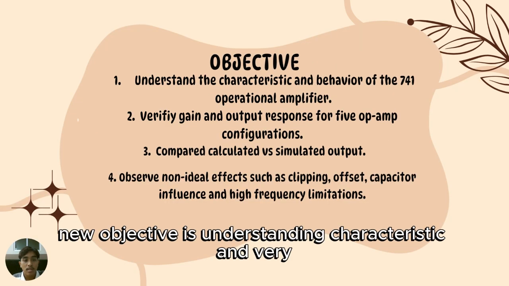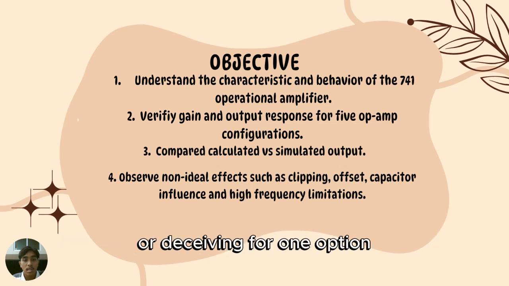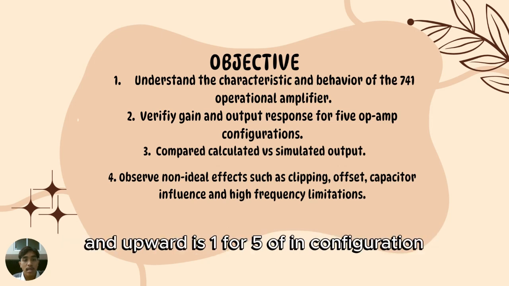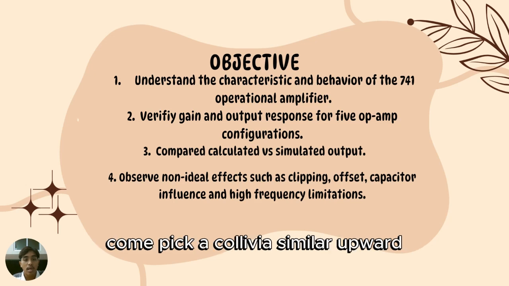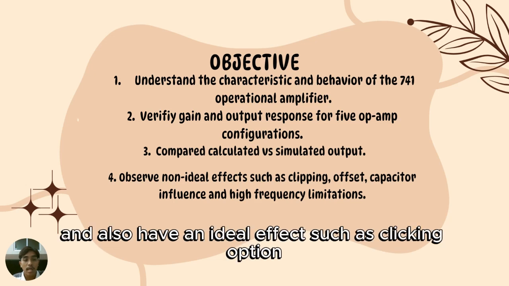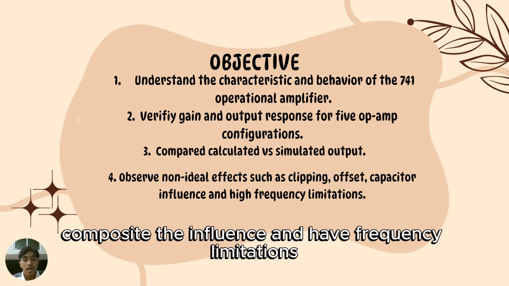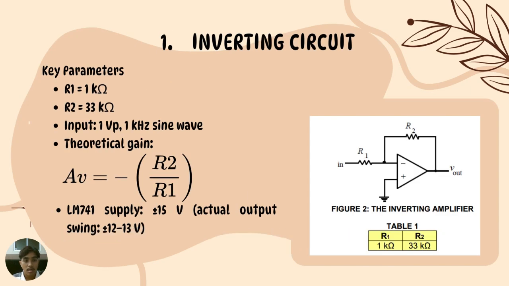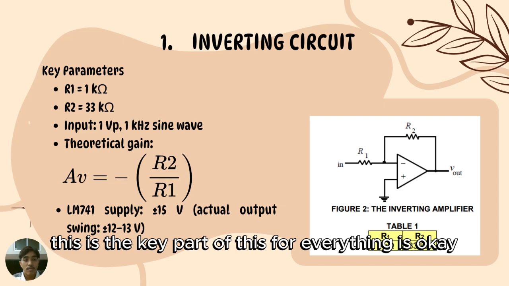The objective is to understand the characteristics and behavior of the 741 operational amplifier, verify gain and output response for 5 op-amp configurations, compare calculated vs simulated output, and observe non-ideal effects such as clipping, offset, capacitor influence, and high frequency limitations. These are the key parameters for the inverting circuit.